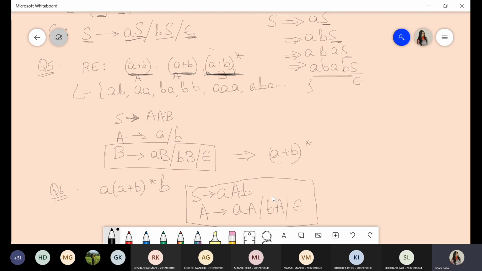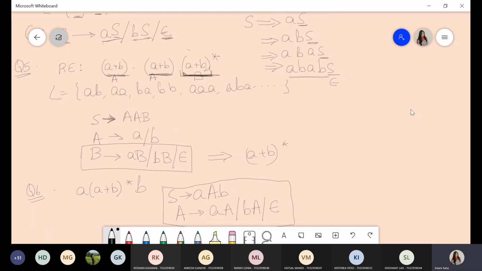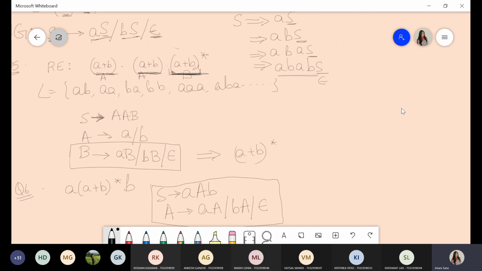Okay, let's take a similar type with a bit of variation just for practice. You'll be able to know that. Language, again, a regular expression is going to be given to you. It says A plus B star B, this thing only, plus there is one more thing, which is B, A plus B star A.